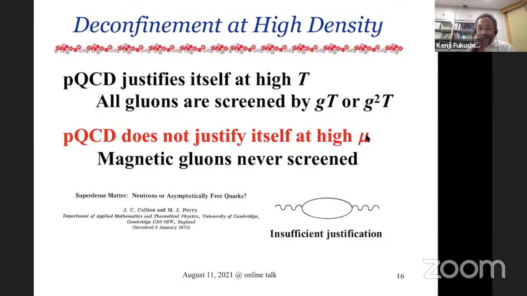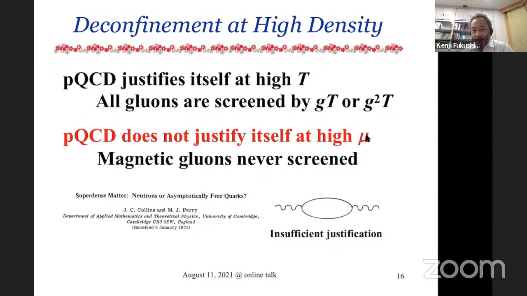So far, my story was limited to the high temperature behavior in which the lattice QCD simulation is available, and so the first principle answer is given. But at high density, lattice QCD is impossible, and so nobody knows the correct answer. But anyway, there are lots of non-trivial things, and one of them is that PQCD cannot be justified naively.